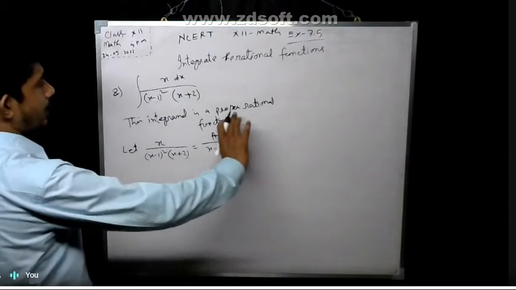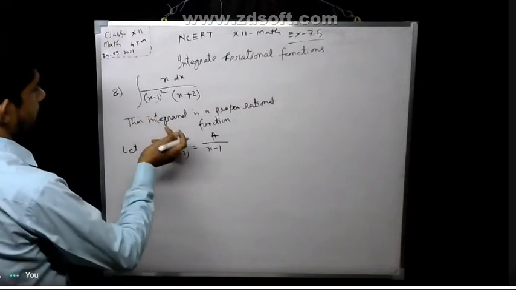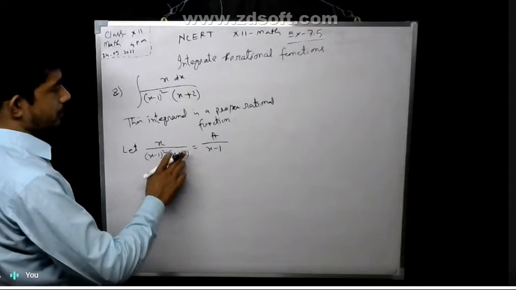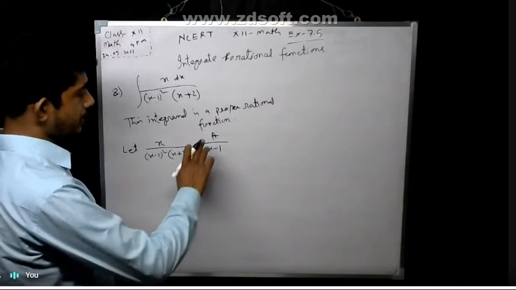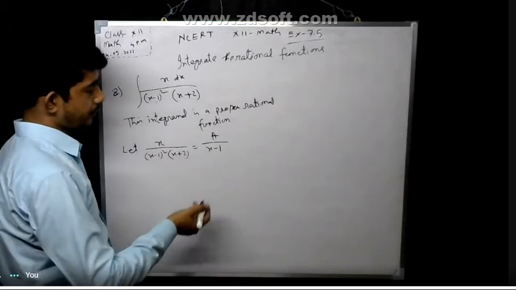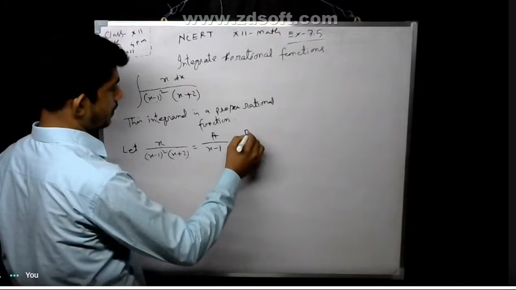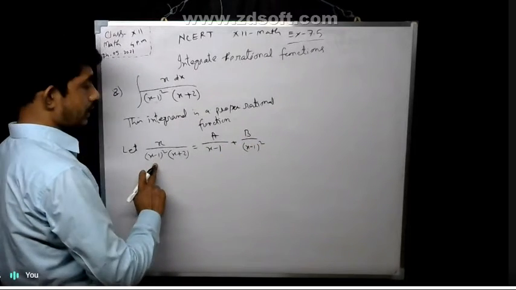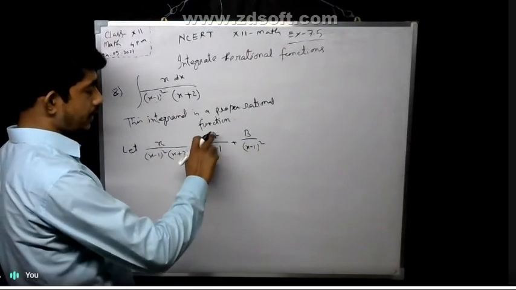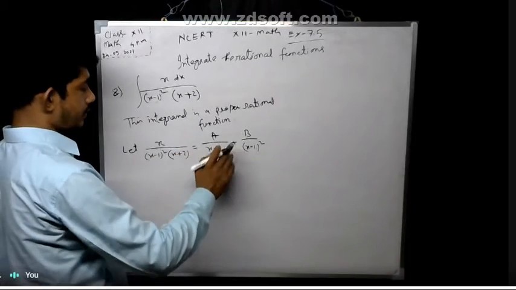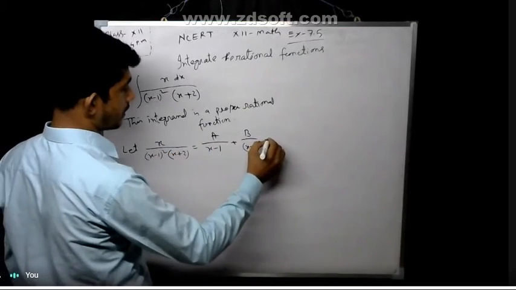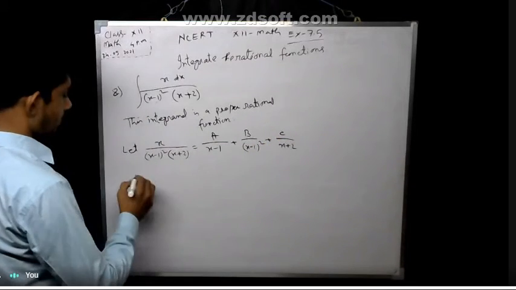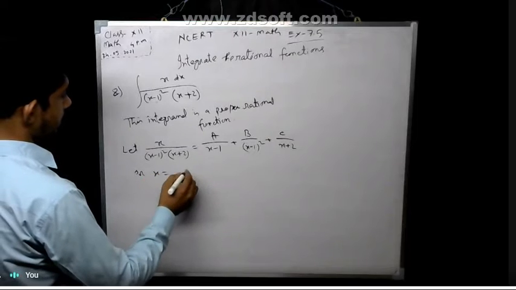This integrand is a proper rational function. Here (x minus 1) whole square is there. So let x by (x minus 1) whole square into (x plus 2) equal to A by (x minus 1) plus B by (x minus 1) whole square plus C by (x plus 2). First of all you take A by (x minus 1), then B by (x minus 1) whole square, then plus C by (x plus 2).